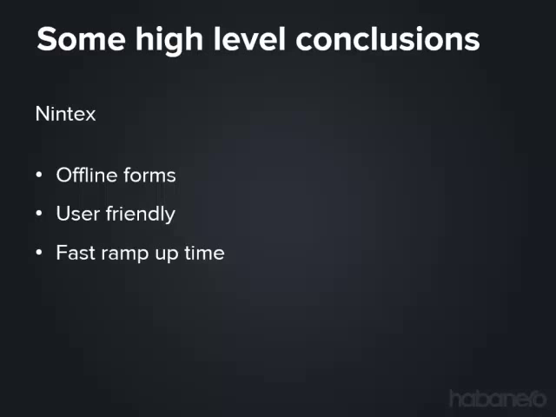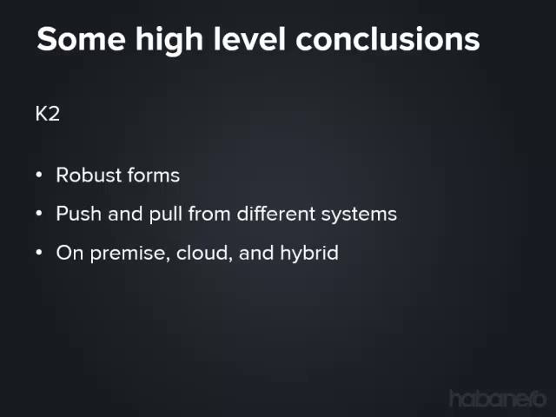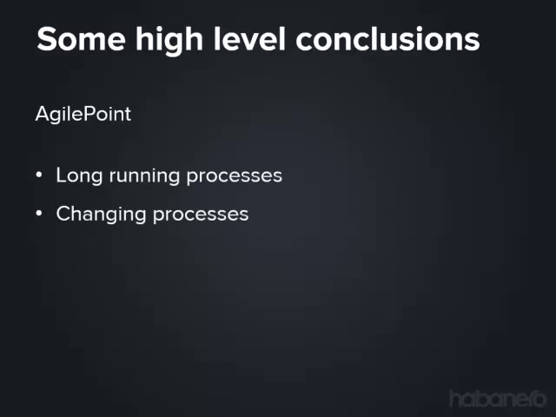So that's pretty compelling for smaller clients, for example, that want their BAs to build out workflows and forms, just basic processes. K2, if you need robust forms that need to push and pull information to different line of business systems, take a look at K2. It's really strong at that. It's also the furthest along with products that work on-premise, in the cloud, and with the hybrid approach. And finally, AgilePoint, really great for long-running processes, especially if your processes are changing constantly.